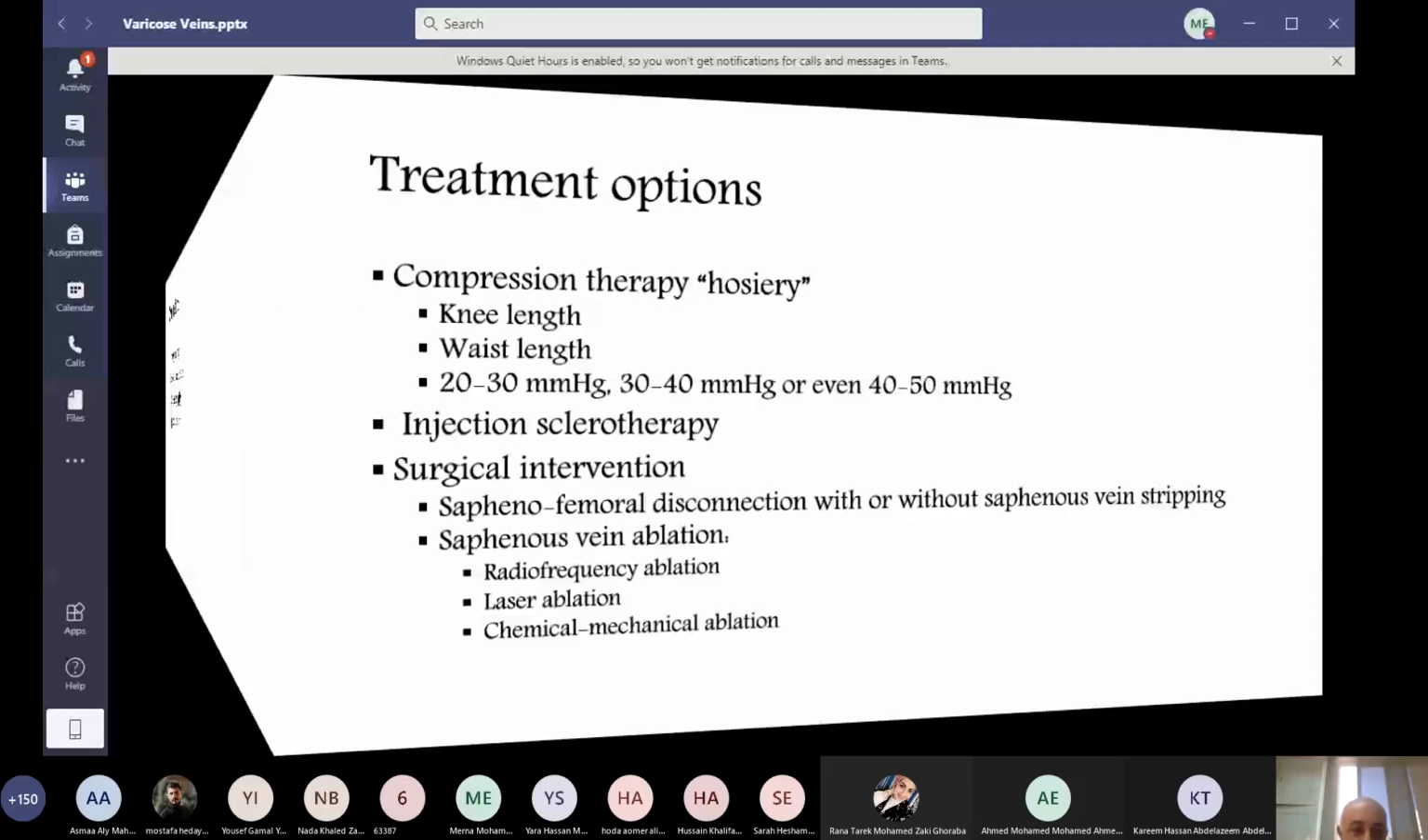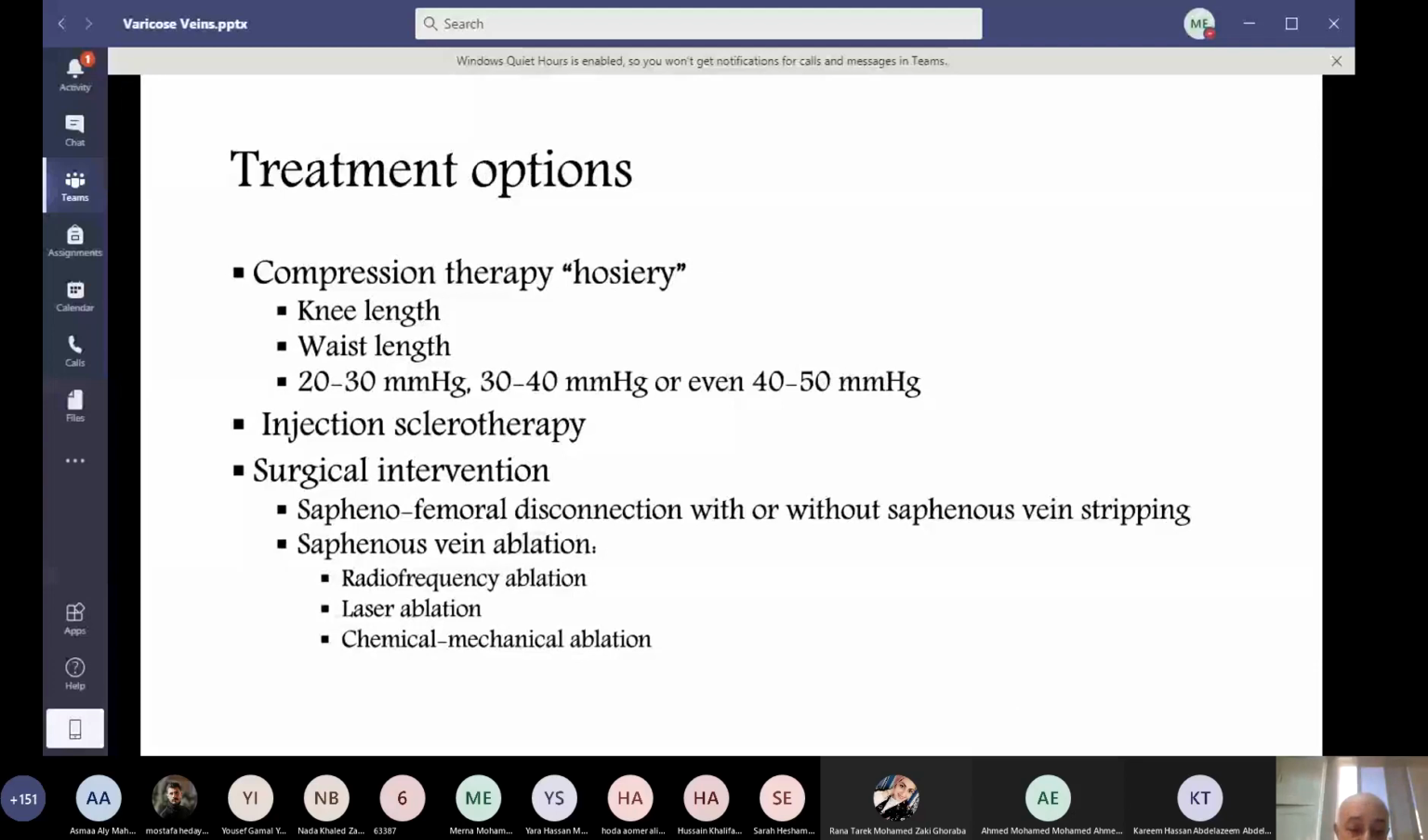Treatment options. To treat these varicose veins, the treatment should be tailored for each patient. What I mean by tailored for each patient is that sometimes the patient is given one single line of treatment, or a combination of lines of treatment, according to the situation of that patient.